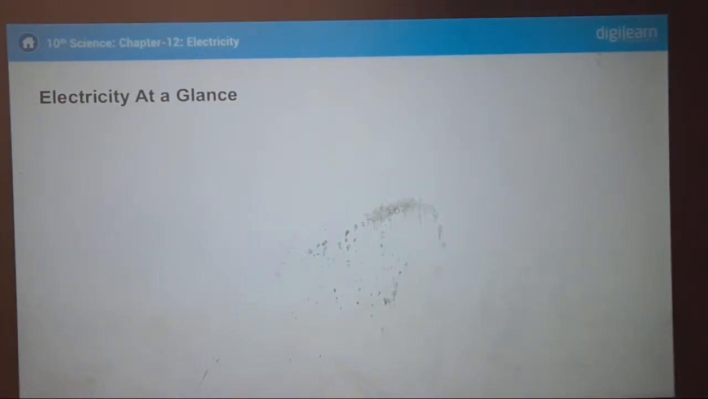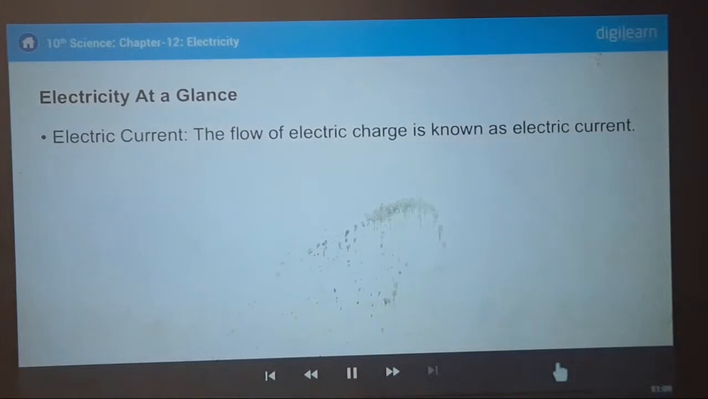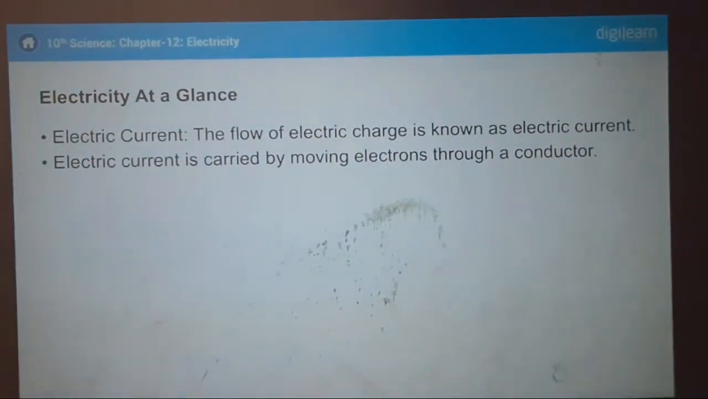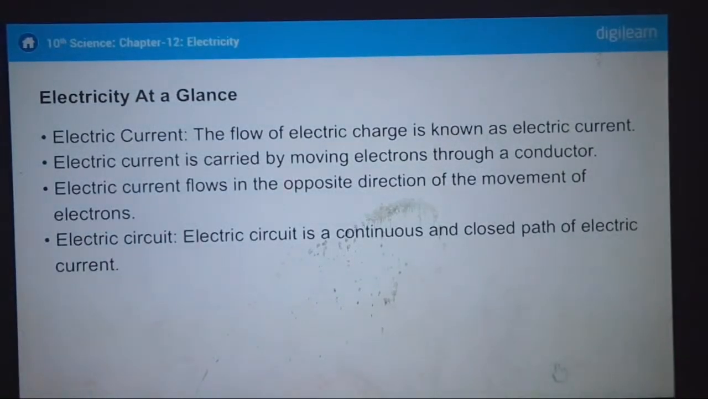Electricity at a glance. Electric current. The flow of electric charge is known as electric current. Electric current is carried by moving electrons through a conductor. Electric current flows in the opposite direction of the movement of electrons. Electric circuit. Electric circuit is a continuous and closed path of electric current.